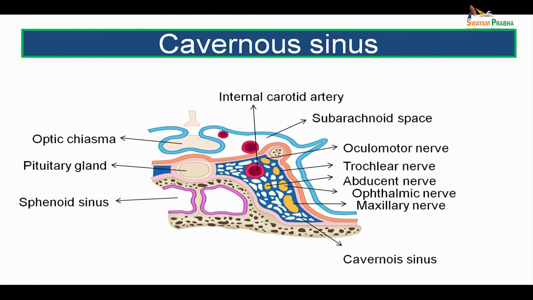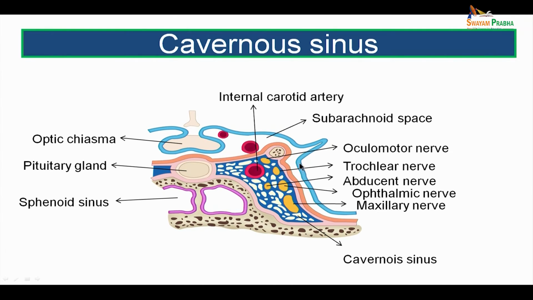Let us first see the external relations of cavernous sinus. This is what we see here, the cavernous sinus. It is related superiorly to the optic chiasma and also to the internal carotid artery after it has left or pierced the roof of the cavernous sinus. Medially, it is related to the pituitary gland which lies in the pituitary fossa of the sphenoid bone and the sphenoid air sinus which lies in the body of the sphenoid bone.